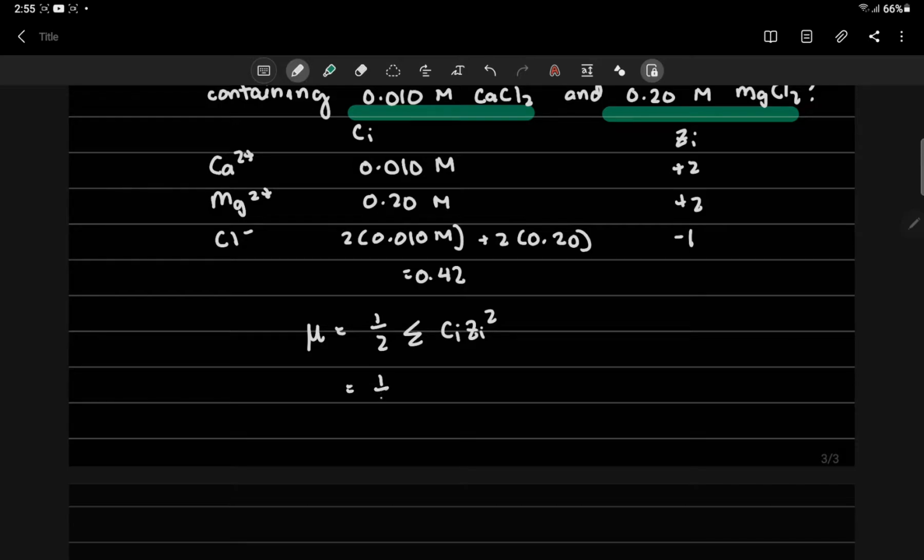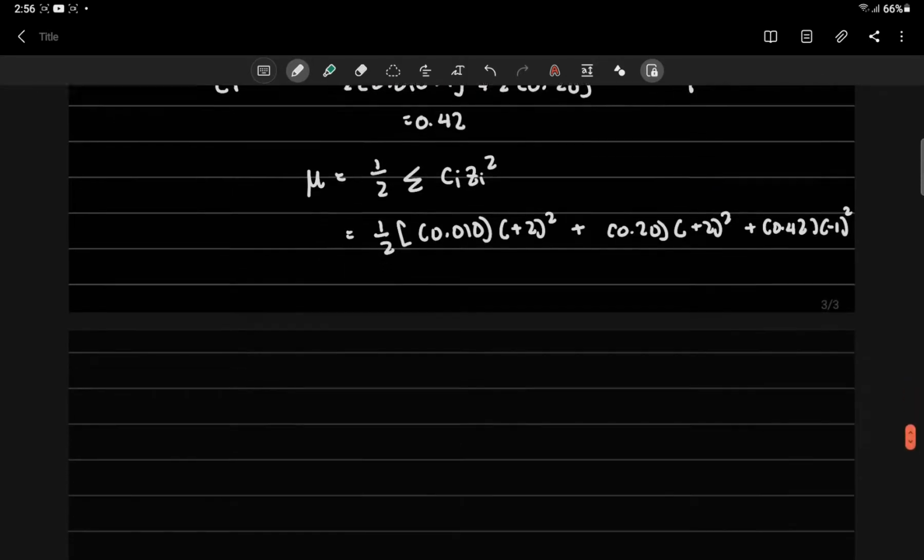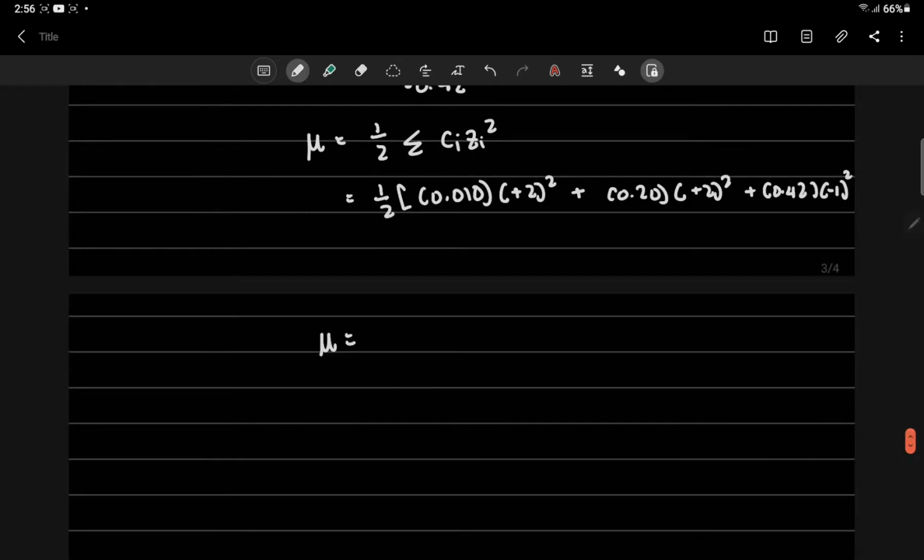And that will be 1/2. Isa-isahin natin yung mga ions. So, let's start with calcium. That's 0.010. And then the charge is positive 2 squared. Next is for magnesium, 0.20 times the charge of positive 2 squared. And lastly, 0.42 for chloride times the charge of minus 1 squared. It doesn't really matter kung positive or negative kasi may square naman yan. So therefore, you will be able to compute for the ionic strength and that will be equal to 0.630.